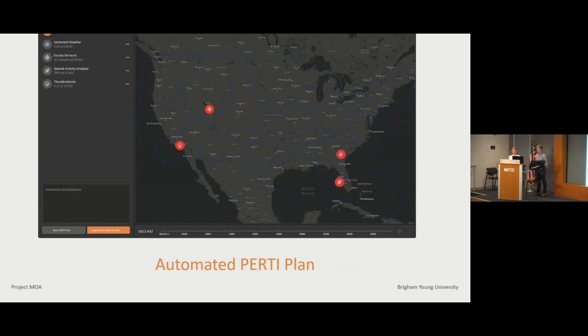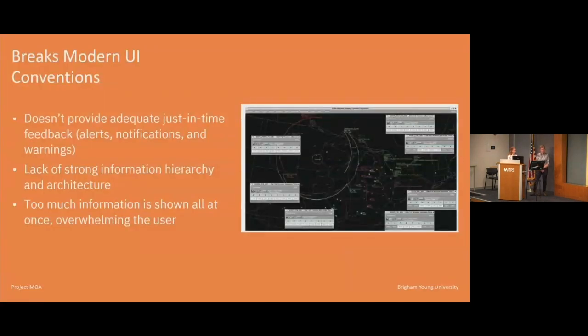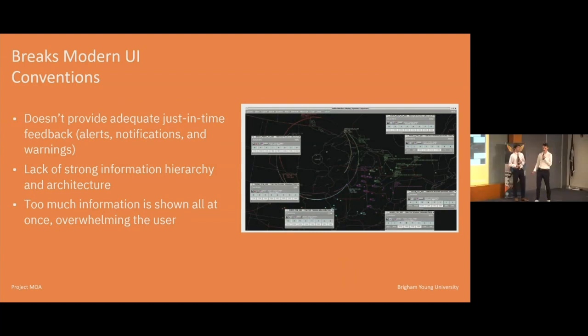We plan to also implement an automated plan, execute, review, train, and improve, or PERDI plan feature. This automation allows Jean to view alerts associated with her upcoming PERDI plan and reduces her research and development time when forming a plan. Some other problems that Jean faces stem from the following modern UI conventions, or a lack of the following.